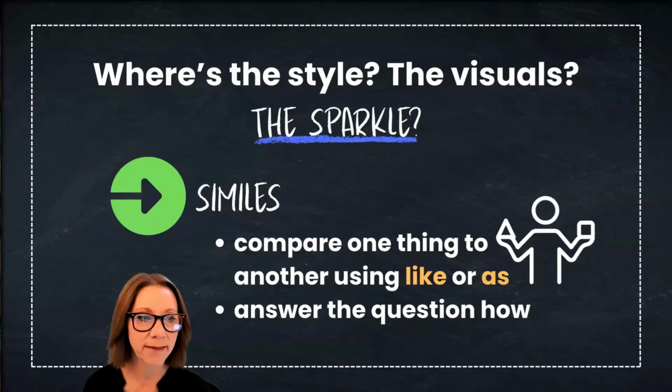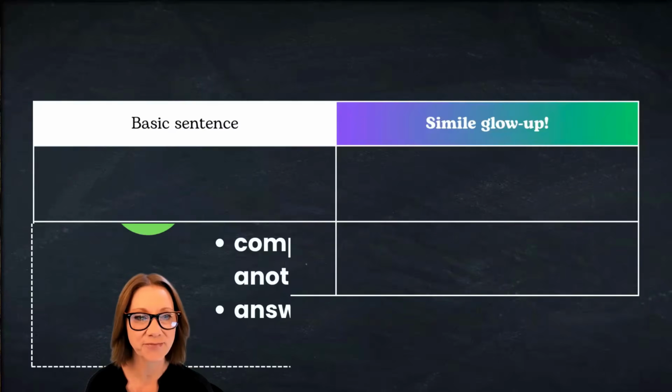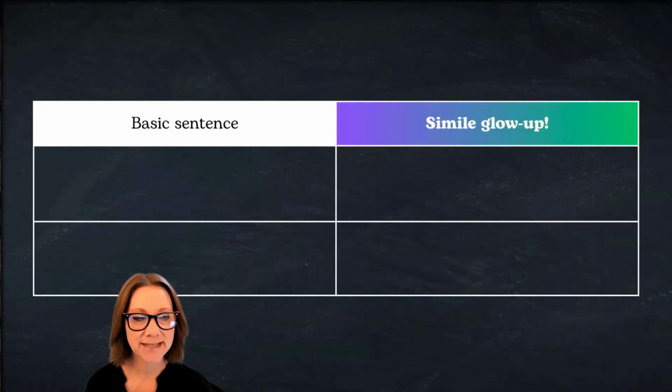And what I mean by that is that it will tell us how much, like how heavy was it? How mad were they? How sad were they? How much was it raining? It gives us depth to it when you use a simile. So we're going to take a basic sentence and show what it looks like after you have added a simile in there to show that visualization.